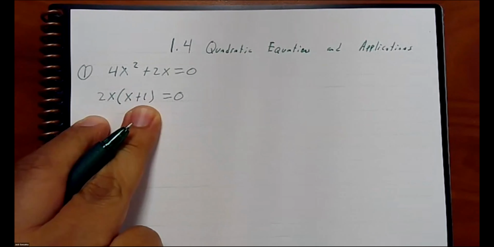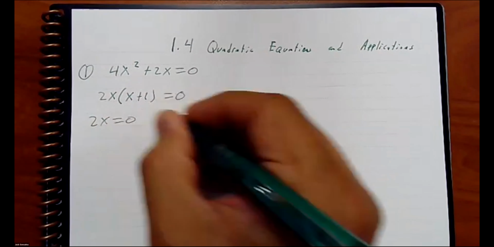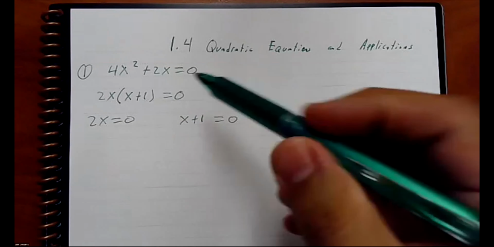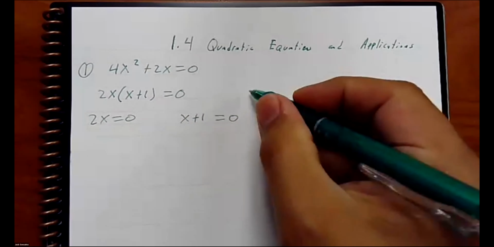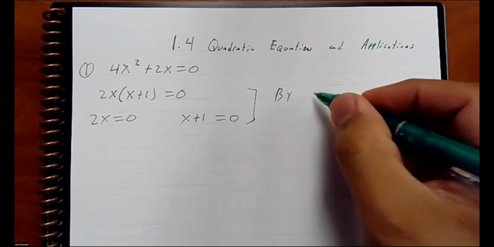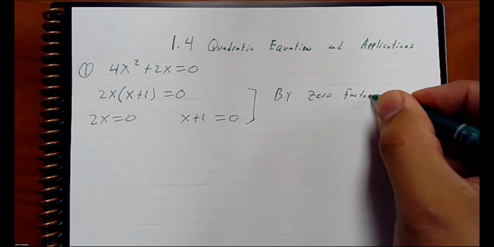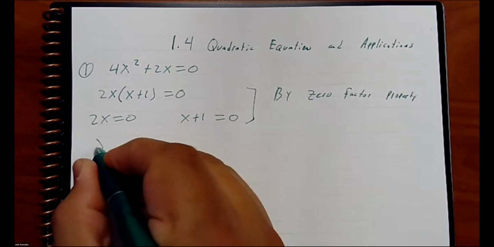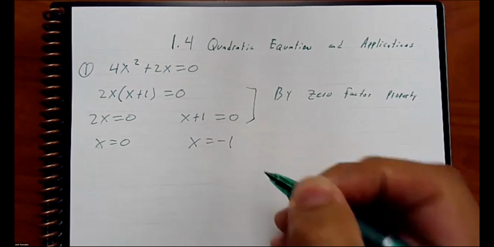Now that they're factored, you can set each piece to 0. It's called the zero factor property. That's why we want to factor. When you have it equal to 0 and it's factored, you are allowed to set each factor to 0. You don't have to remember that, but that's why we were able to. So x is equal to 0. X is equal to -1.